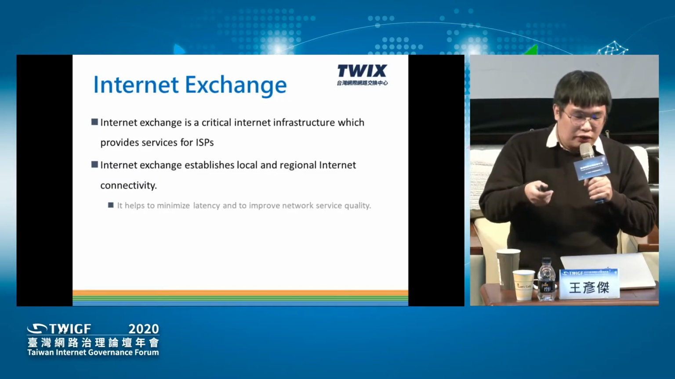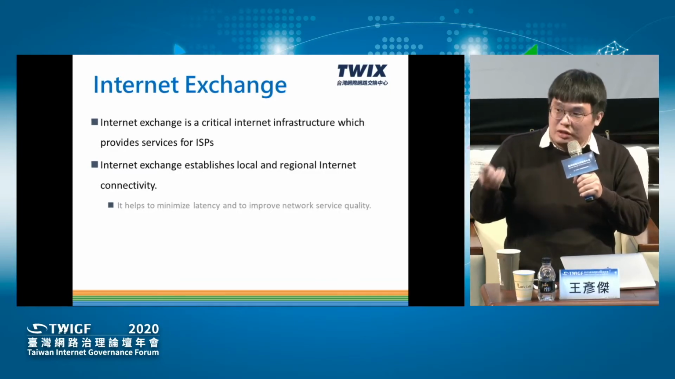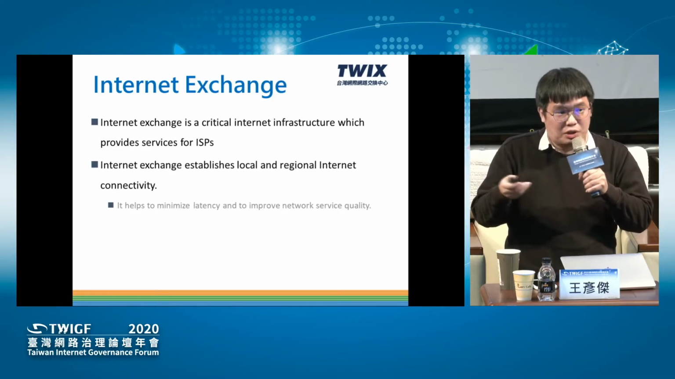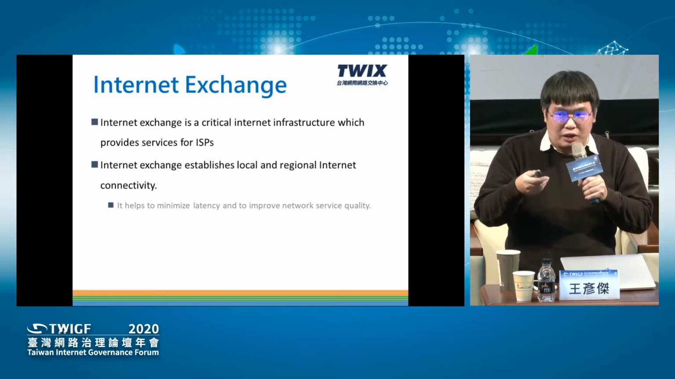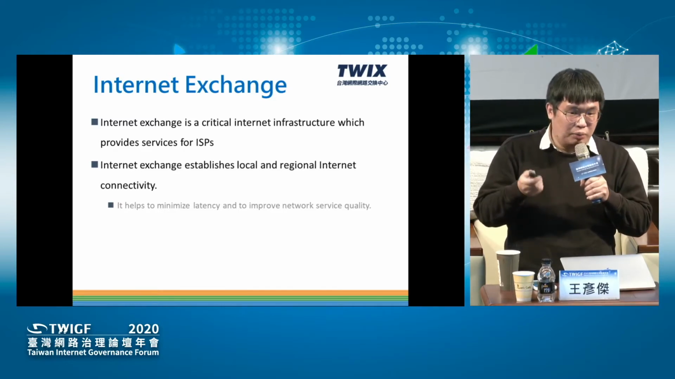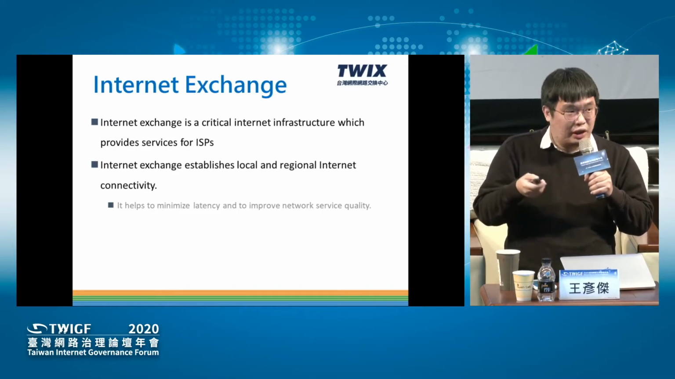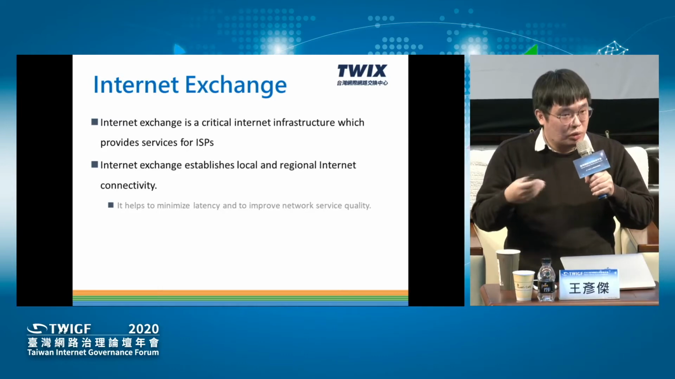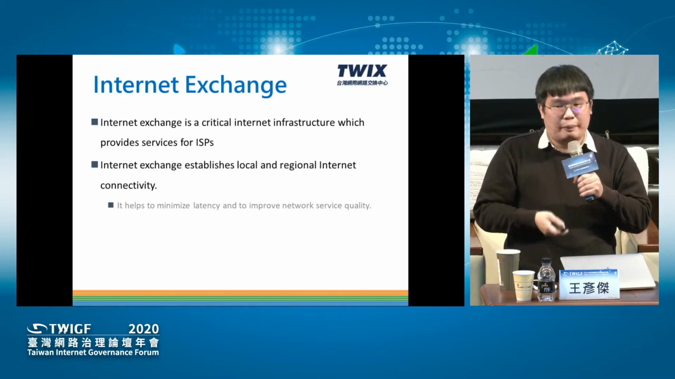And this is the final slide. The Internet Exchange is a critical Internet infrastructure for ISPs and ICPs. Why would they like to join us? Because they can minimize their latency to exchange traffic and get better quality with others. I think that is a very important key point for them. Providers can get more and more traffic and better quality with us.